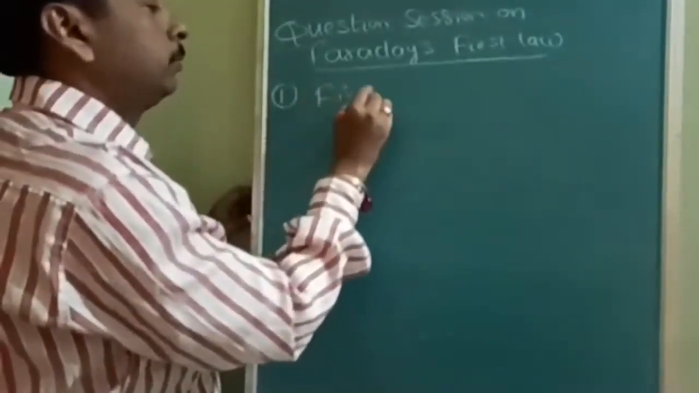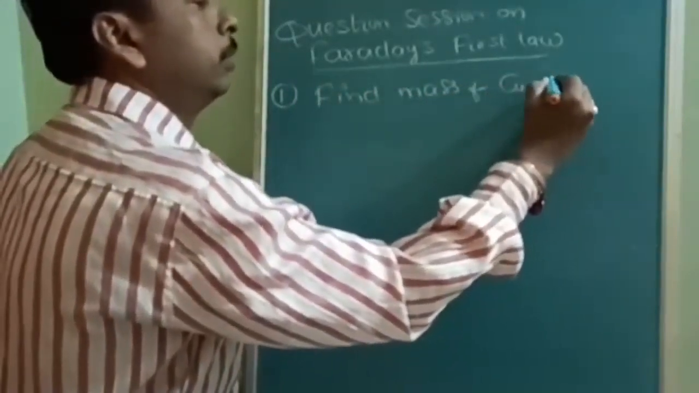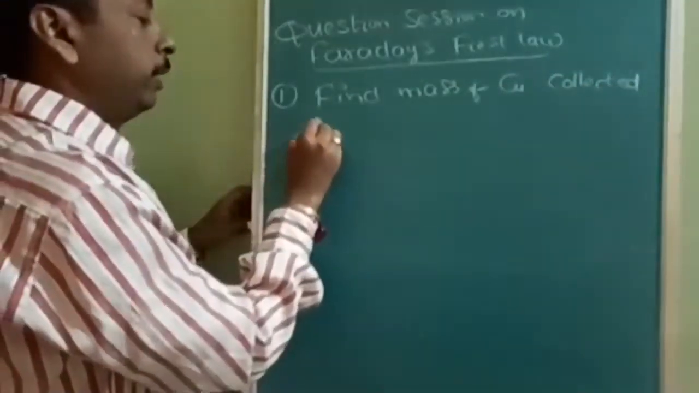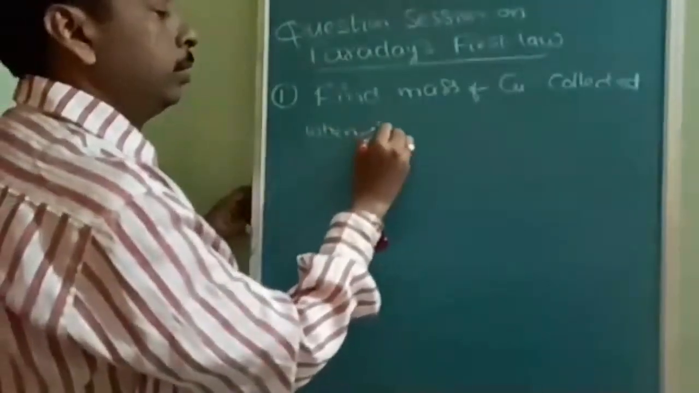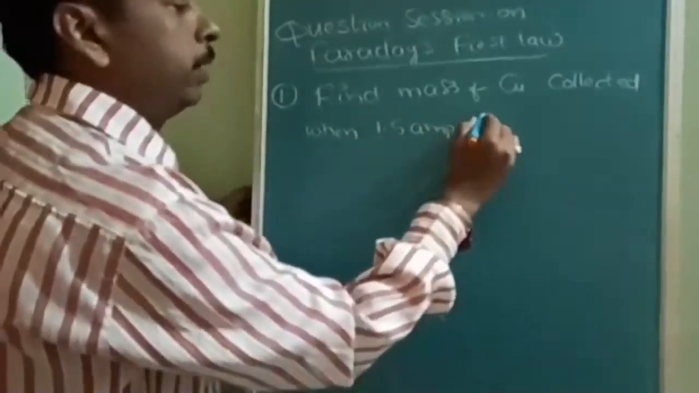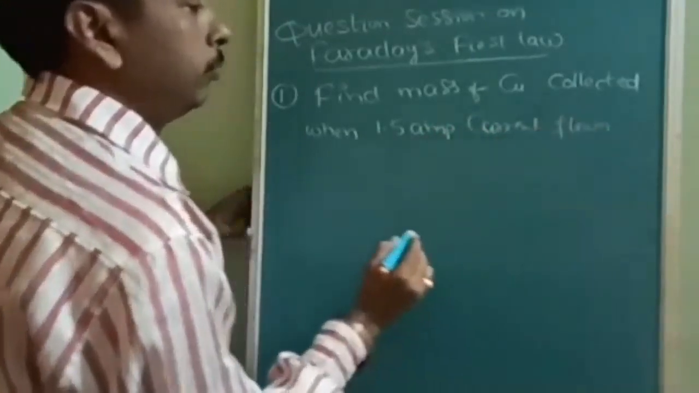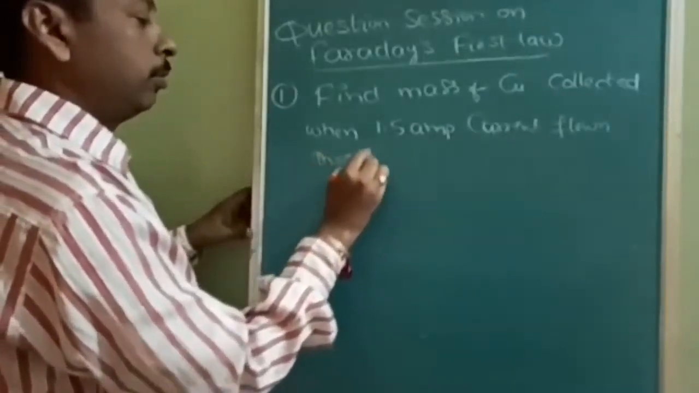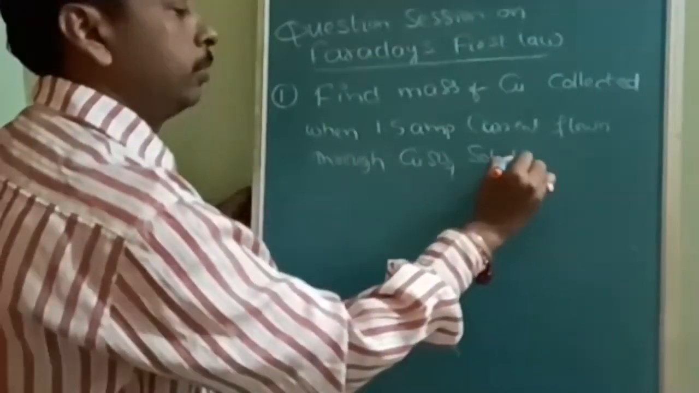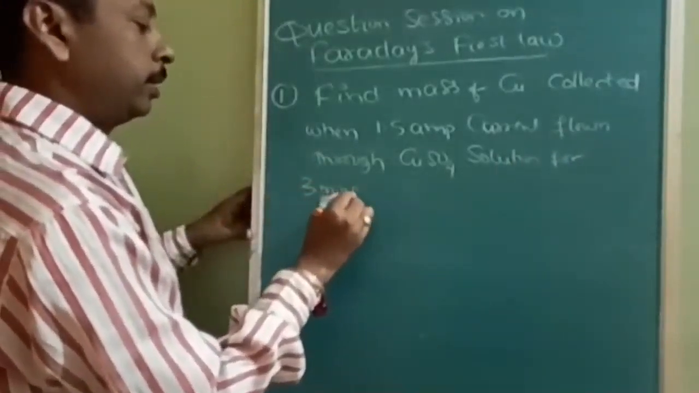Find the mass of copper collected when 1.5 ampere current is flown through copper sulfate solution for 3 minutes.